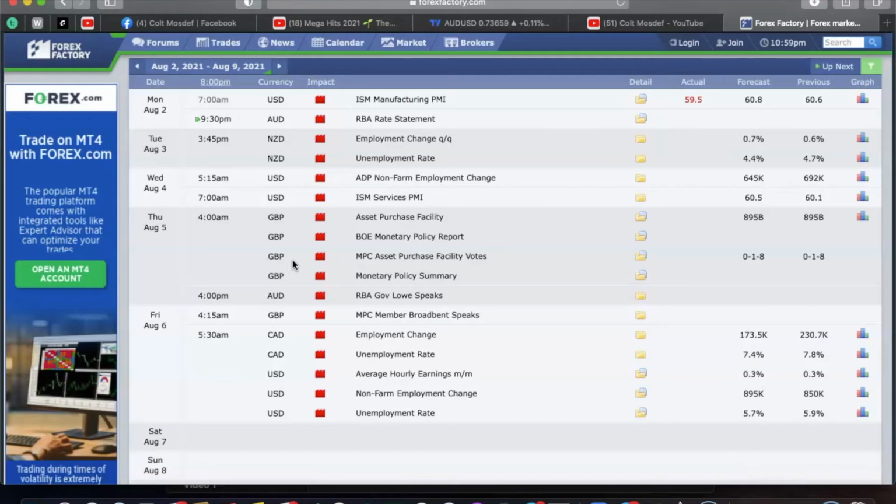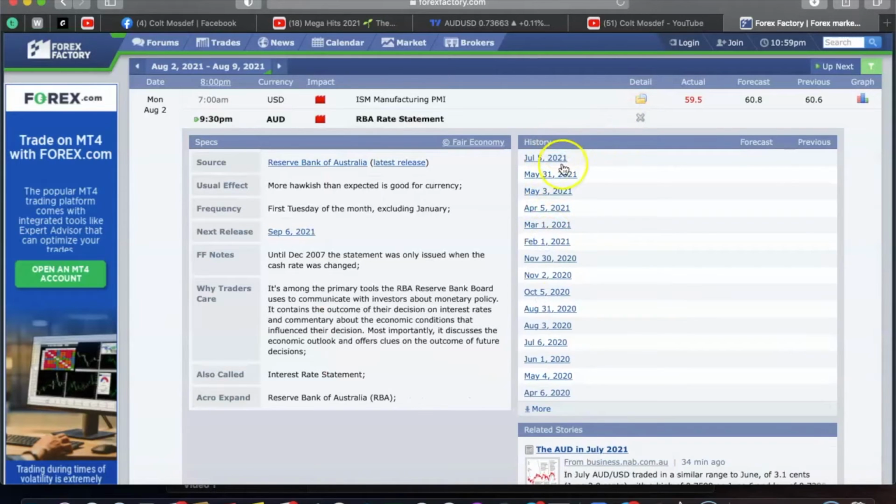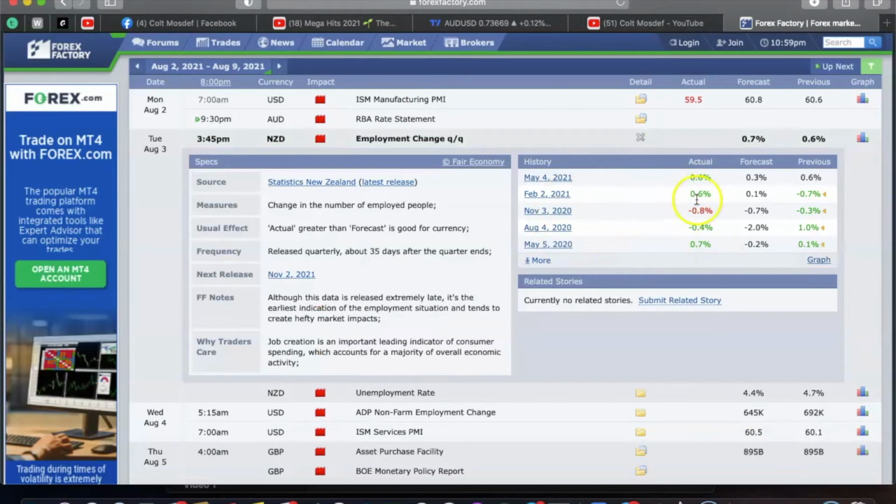This is what I would do if I were you, that's very smart: I would take notes when you're doing this strategy, because we have news on the Australian dollar for RBA rate statements. So we can go to the history and see what happened in the past. Obviously, there's no past history right here that shows us, we would have a forecast of what actually happened. If we go right here, it'll probably show us. Yeah, see, we have a history right here.